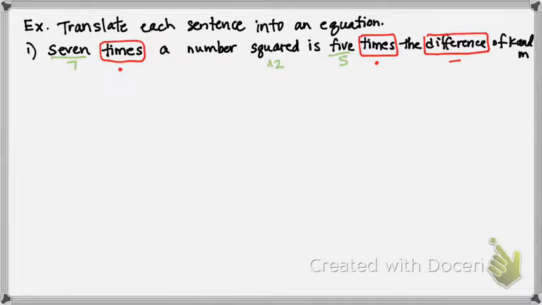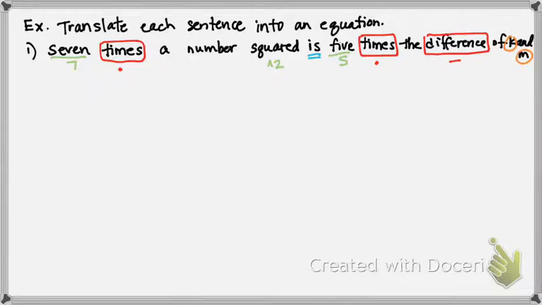Okay. I'm looking for the word that means equals. There's your equals word, is. To be verb, right? So I see variable, k and m, so they're going to stay themselves. So let's just kind of circle them up.